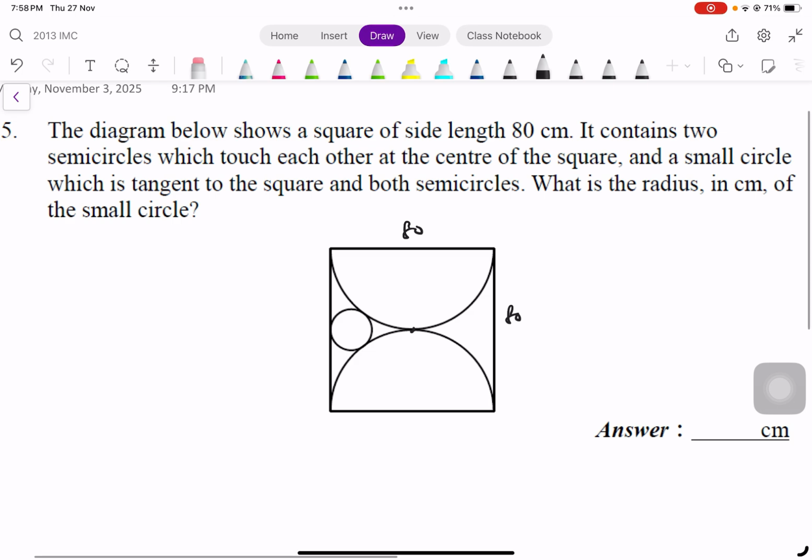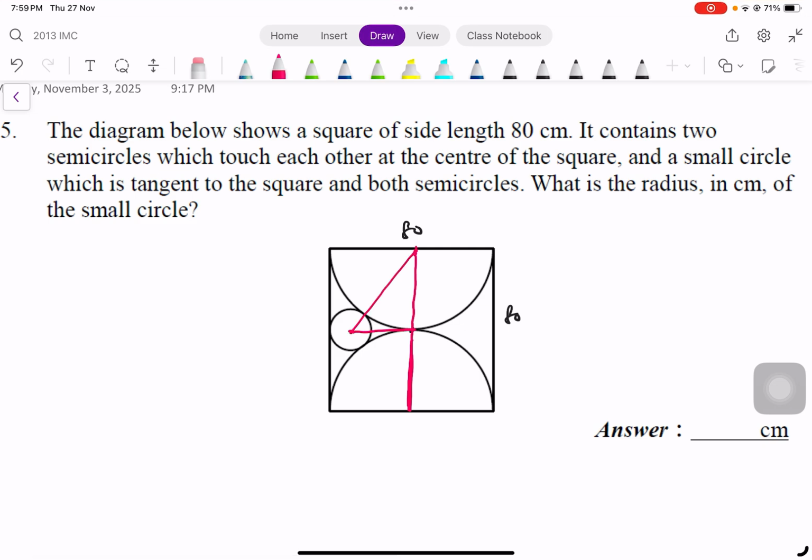Take note, this is the center of the square, and a small circle which is tangent to the square and both semicircles. What is the radius in cm of the small circle? Therefore, I think we can do a partitioning. That means we drop here, drop perpendicular.